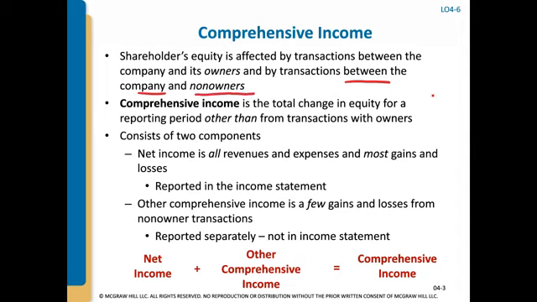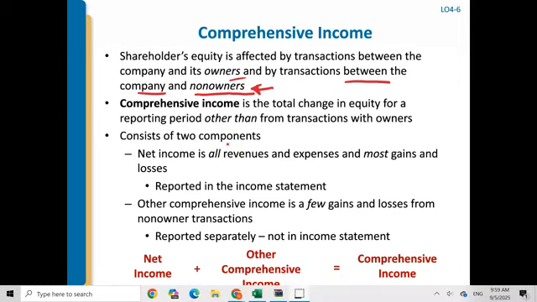So what do we mean by that? We mean that net income are transactions between the company and owners, because the net income that the company earns, assuming it's positive, can be paid out to the shareholders, whereas the comprehensive income cannot. So that's transactions between the company and non-owners.